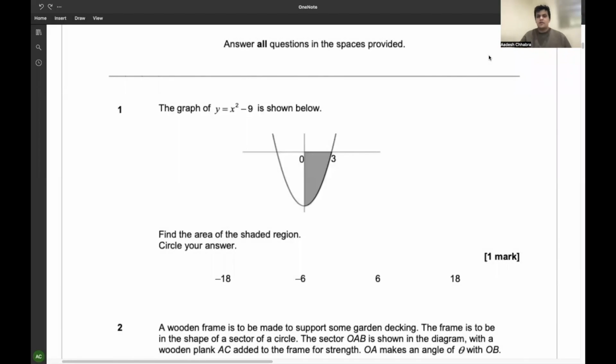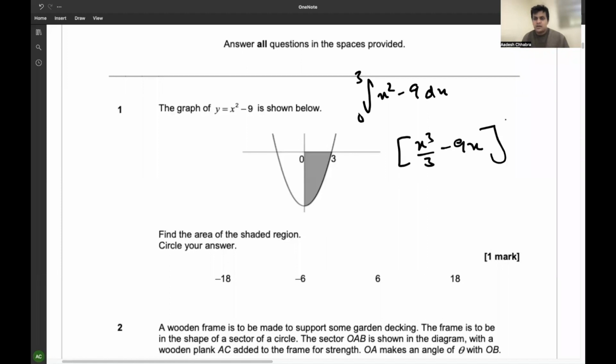So in question 1 of this paper, we've been given the graph of y is equal to x squared minus 9, and we've been asked to find the area of the shaded region, circling our answer. So we know that essentially we have to just go ahead and complete the area under the curve between 0 and 3. And this would be the integral of x squared minus 9 dx.